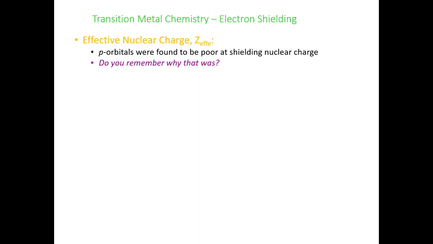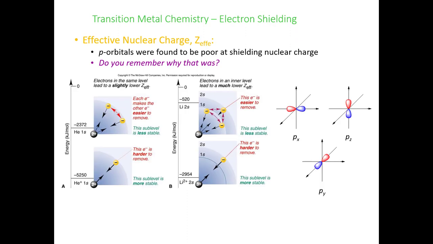Do you remember why that was? It was because the p orbitals have a strong directional component. That is, they only point in certain directions, and they are orthogonal to each other. Therefore, they do not come in between the nucleus and each other, so they do not effectively shield nuclear charge.